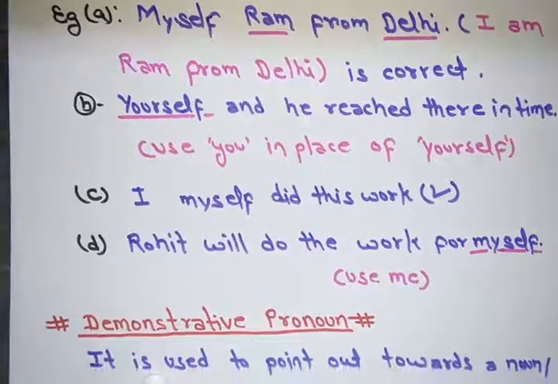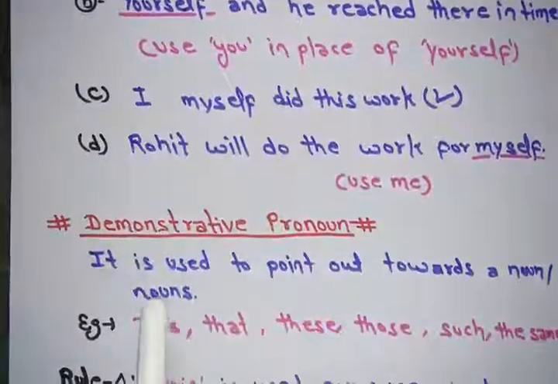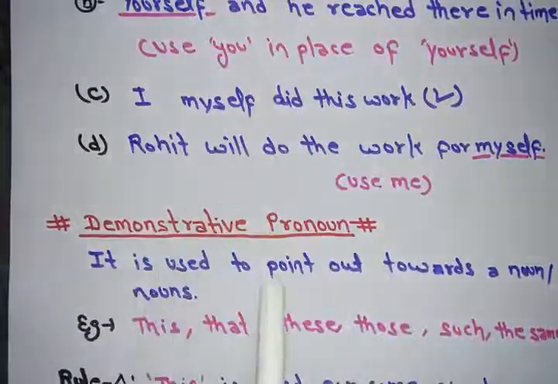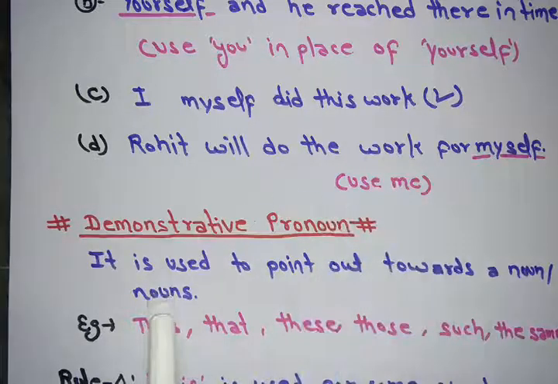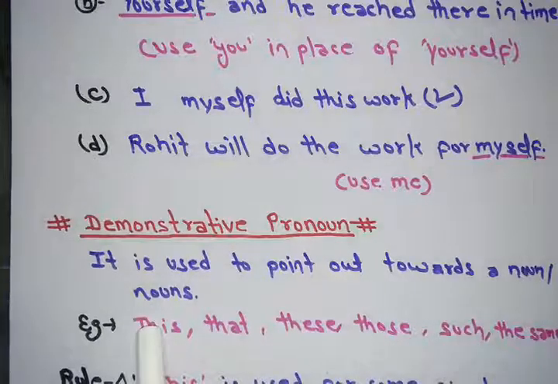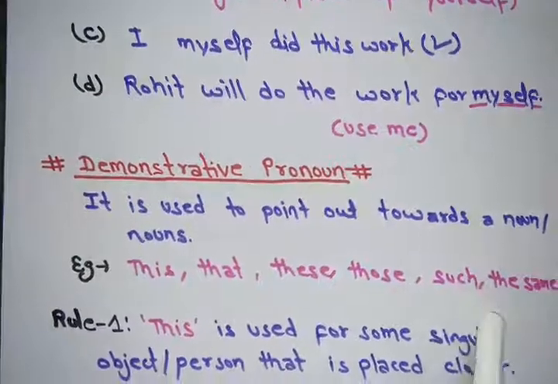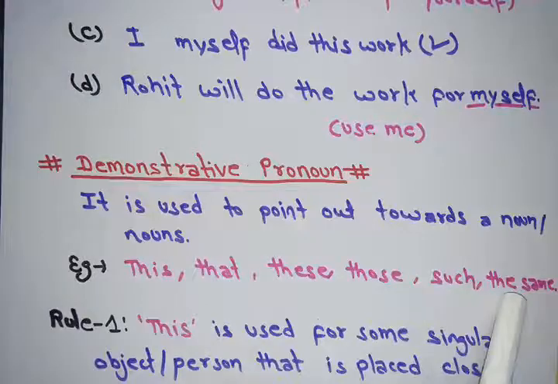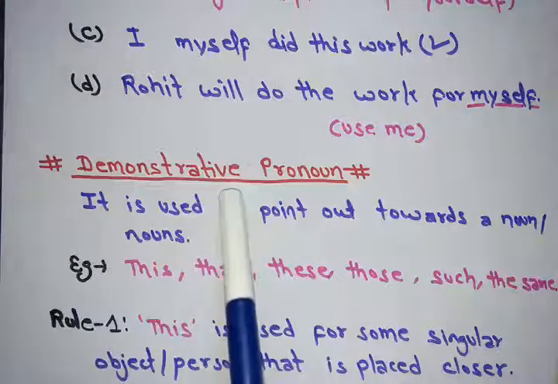Now turn to the demonstrative pronoun. What is a demonstrative pronoun? It is used to point out a noun or nouns. For example, this, that, these, those, such, and the same. These are the demonstrative pronouns.